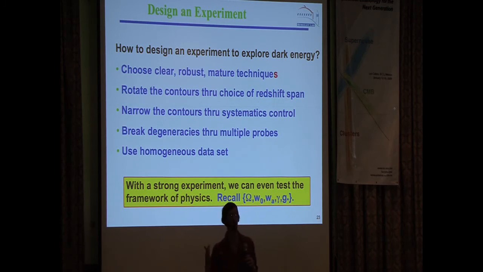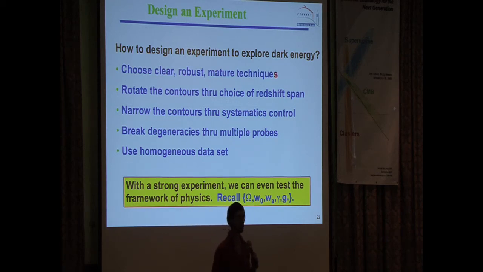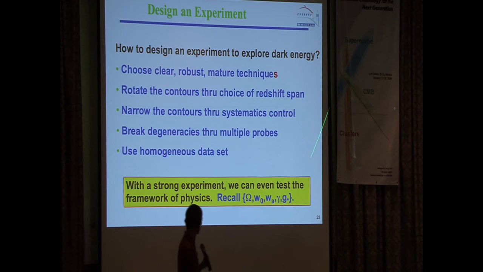So as a summary, how do you design a dark energy experiment? Again, you want it to be theoretically interpretable. You want it to be mature observationally. You change the redshift range, and that rotates the contours, breaks degeneracies; systematics control; complementarity through multiple probes; and using a homogeneous data set. If you do all of those, you can actually get very good constraints on this full set of parameters that I talked about last lecture to be able to really probe the physics. So we're probing the matter part of the universe, we're probing the dark energy properties, we're probing the form of the gravitational deviation and the early time behaviors.